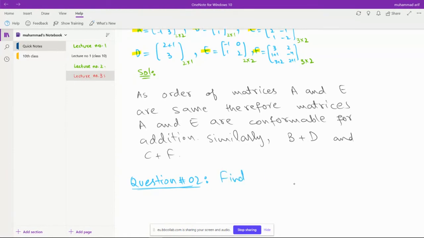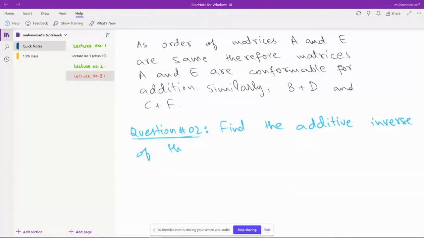Find the additive inverse of the following.